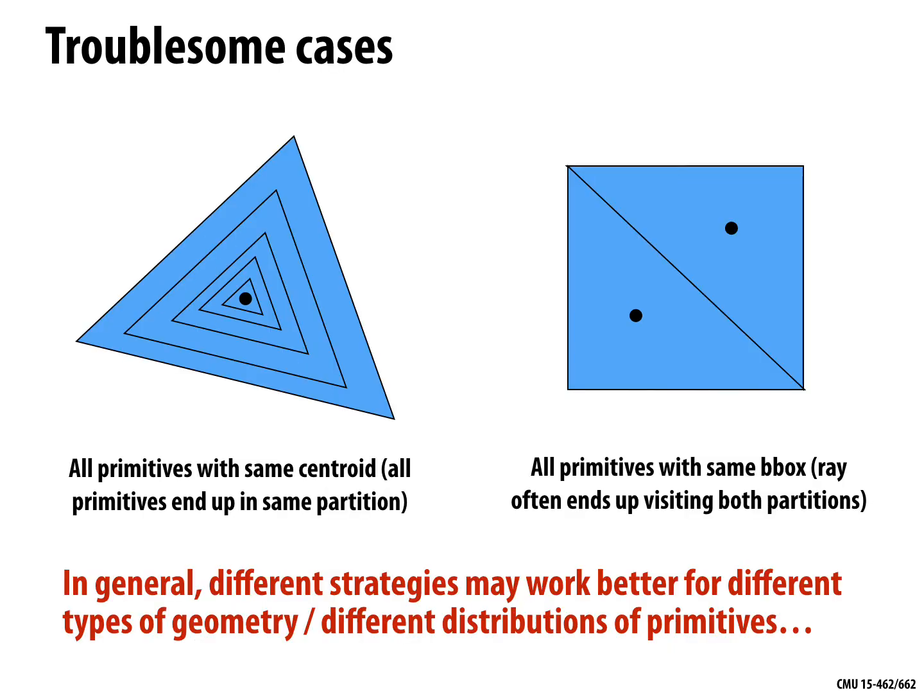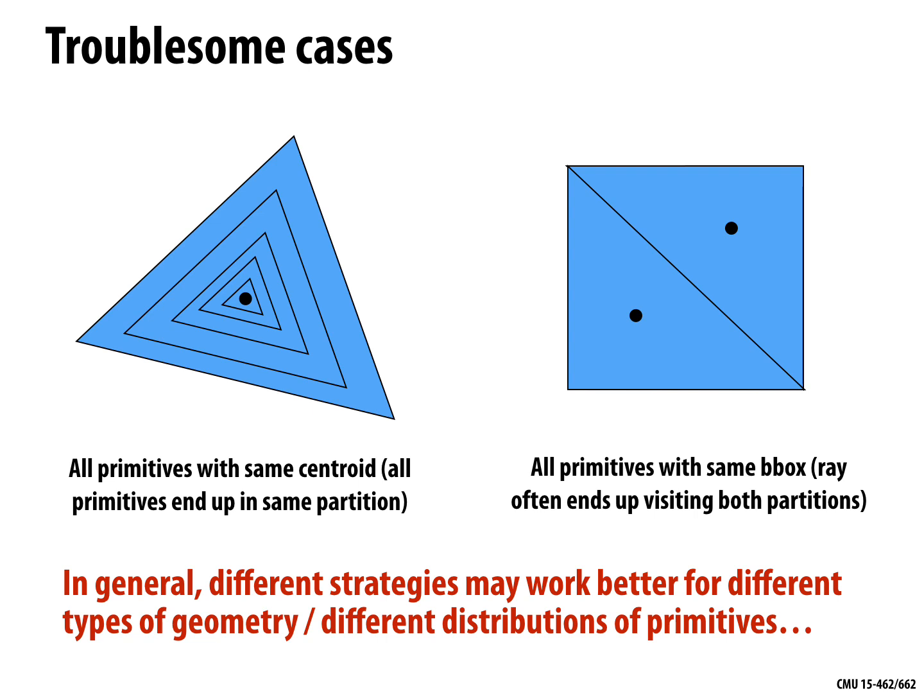Also, there's no answer that works well in all cases. You can always find troublesome corner cases where, no matter how intelligently you build your BVH, you run into poor performance. Here are some really extreme ones. Let's say you have all your primitives with the same centroid. Well then, as you're doing the split, they're all going to end up in the same partition. There's nothing you can do with the BVH here other than to test all n triangles. You also might have different primitives with the same bounding box, and so the ray often ends up visiting both partitions.